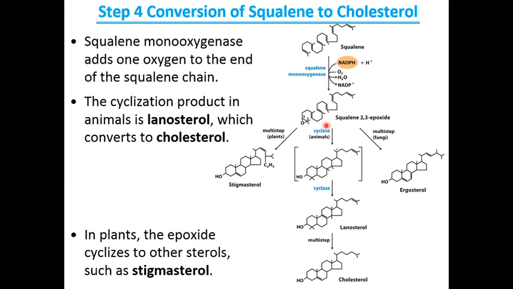Lanosterol in animals is further converted to cholesterol in a series of steps. About 20 reactions are involved in converting lanosterol to cholesterol. So, the cholesterol biosynthetic pathway is one of the most complex and extraordinary pathways that is known.